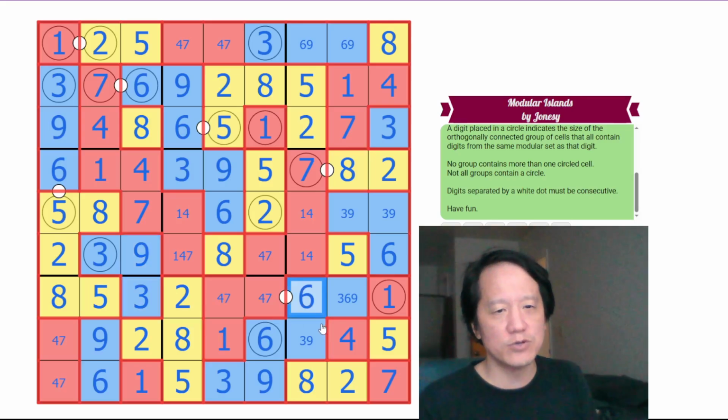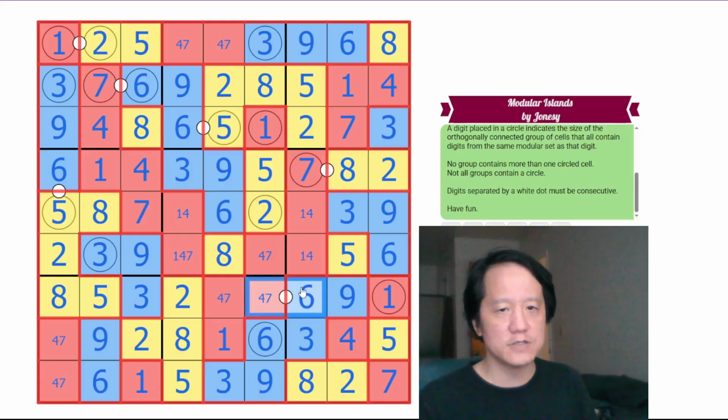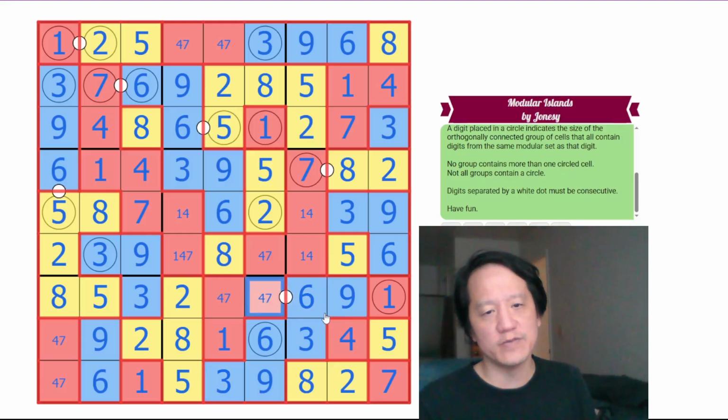That means this can't be 3, that's 6. This can't be 3 or 6, it's 9, which makes that 3. 6 eliminates 6 here, so it's 9 and 6. 9 eliminates 9 here, so it's 3 and 9. So these digits are consecutive. And this is size 6, and this is size 1. So that's satisfied there. Therefore, these are consecutive, and therefore cannot be 4.